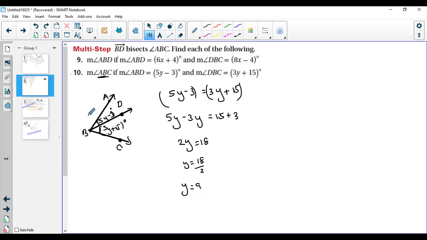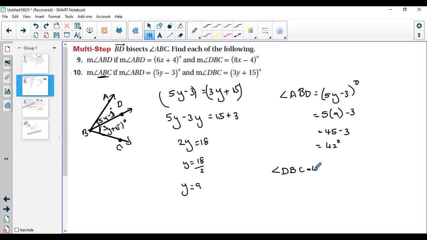Now to find the value of ABC, of course I need to find the value of any one of these angles. So let me find the value of angle ABD. What did they give for ABD? ABD is 5y minus 3 degrees, which means 5 multiplied by 9 minus 3. So that's 45 minus 3. 45 minus 3 is 42 degrees. So if angle ABD is 42 degrees, I can also say angle DBC is also 42 degrees.